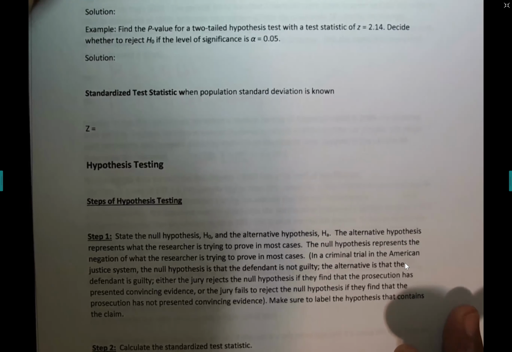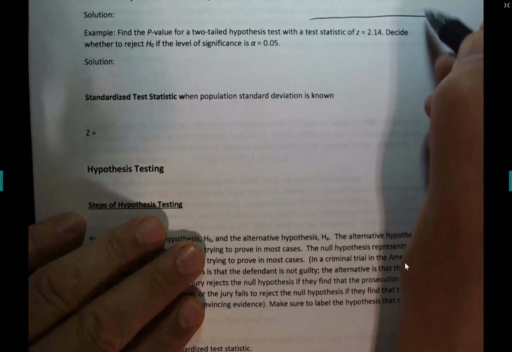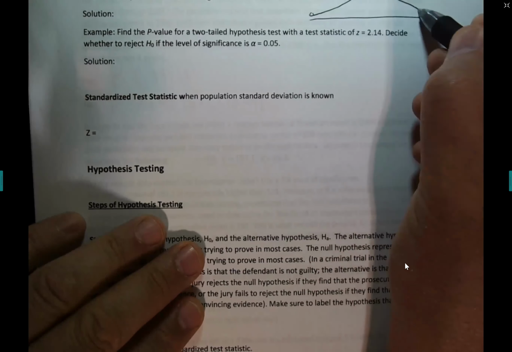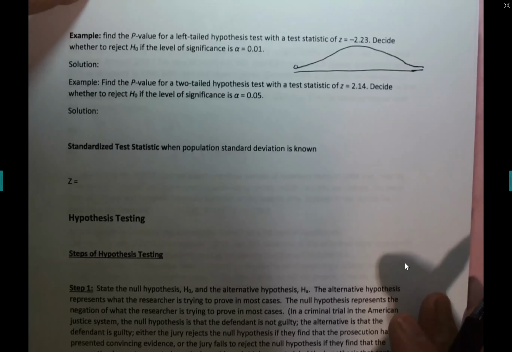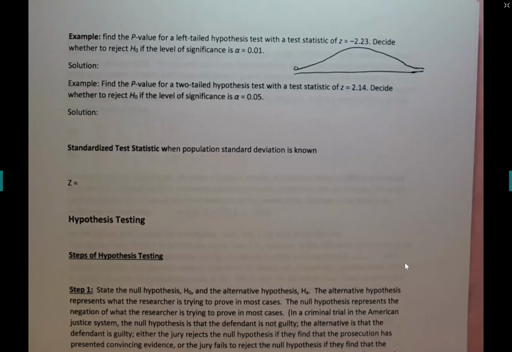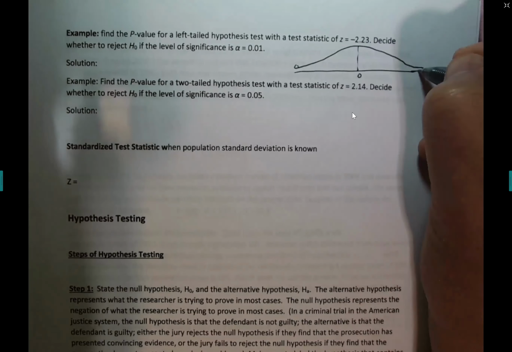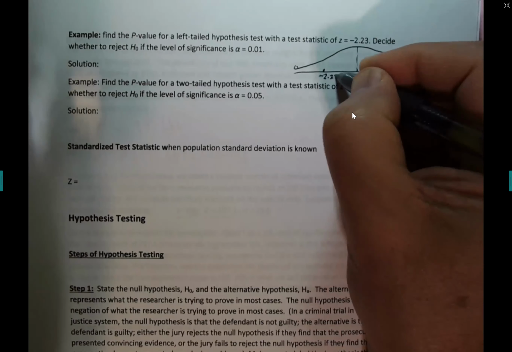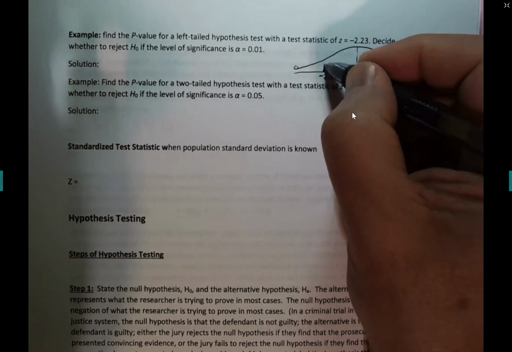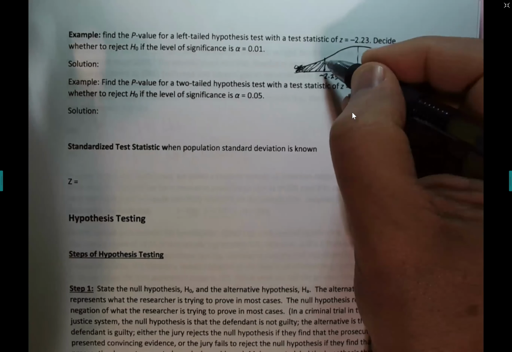Find the p-value for a left tail hypothesis test with a test statistic of z equals negative 2.23. Let me show you what the p-value is here. In step number 2, you get z equals negative 2.23. What is the p-value? So this is 0, always the center. This is the z line. And look, negative 2.23 is right here, guys. The p-value, because it's a left tail test, is the area to the left. This is the p-value. Do you guys still remember how to find this area using chapter 5?